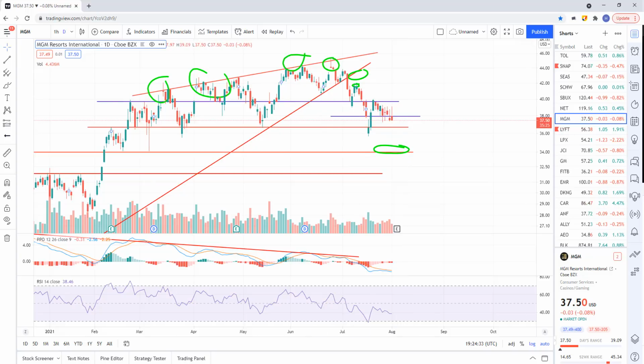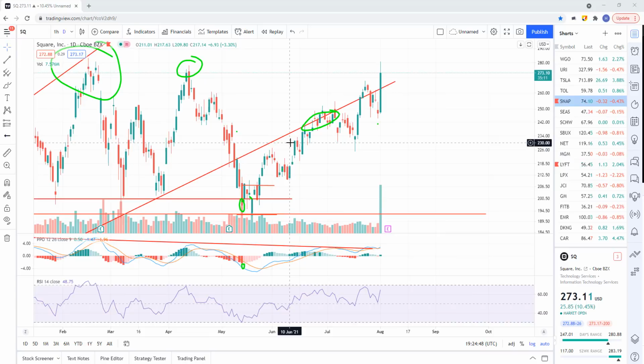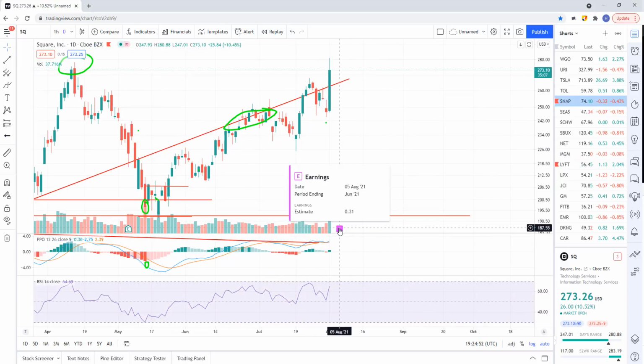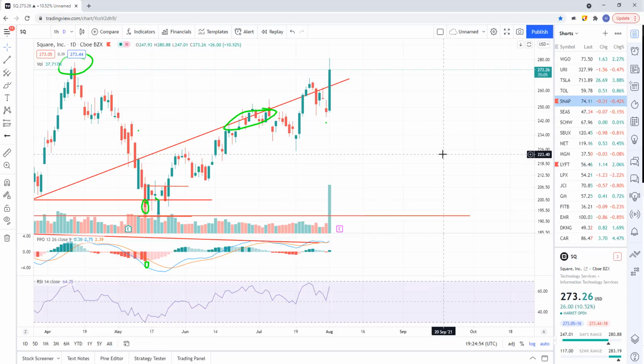Okay, SQ, I'm not short this one right now, but you can see they're spiking this thing right before earnings. Earnings are coming out here in a couple days, and they're spiking this above the downtrend line.